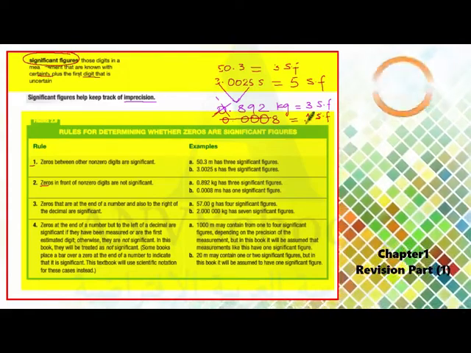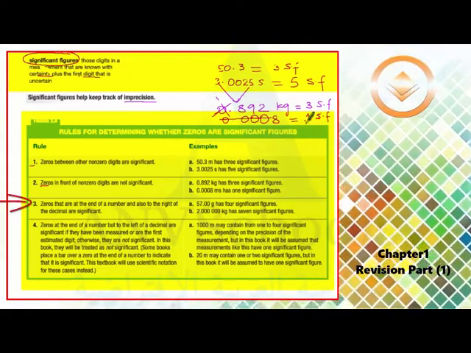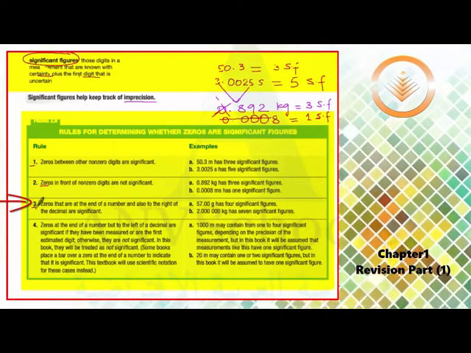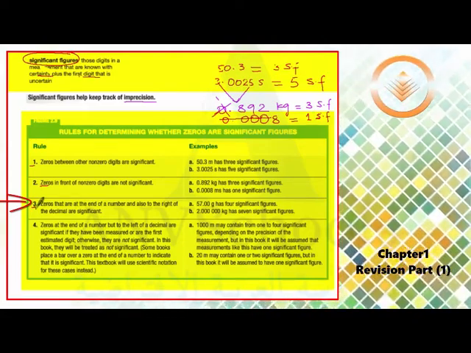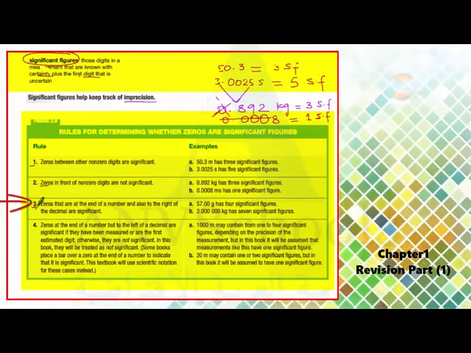The third rule is: any zero that is found at the end of a number or to the right of a decimal is significant.